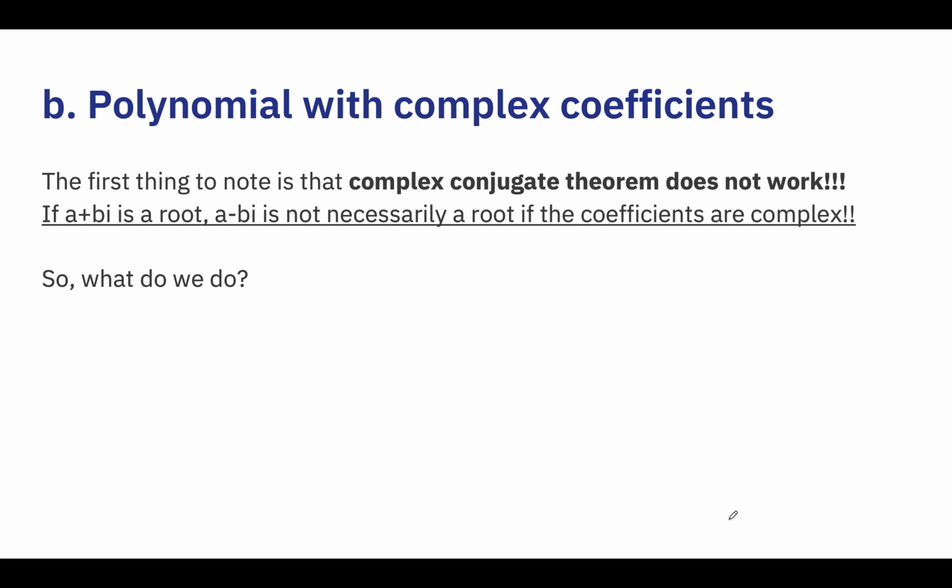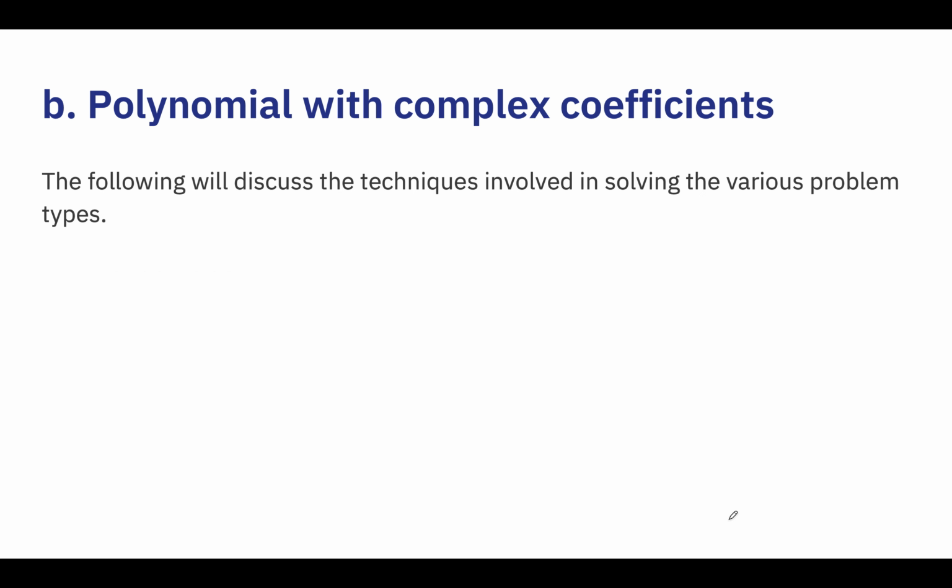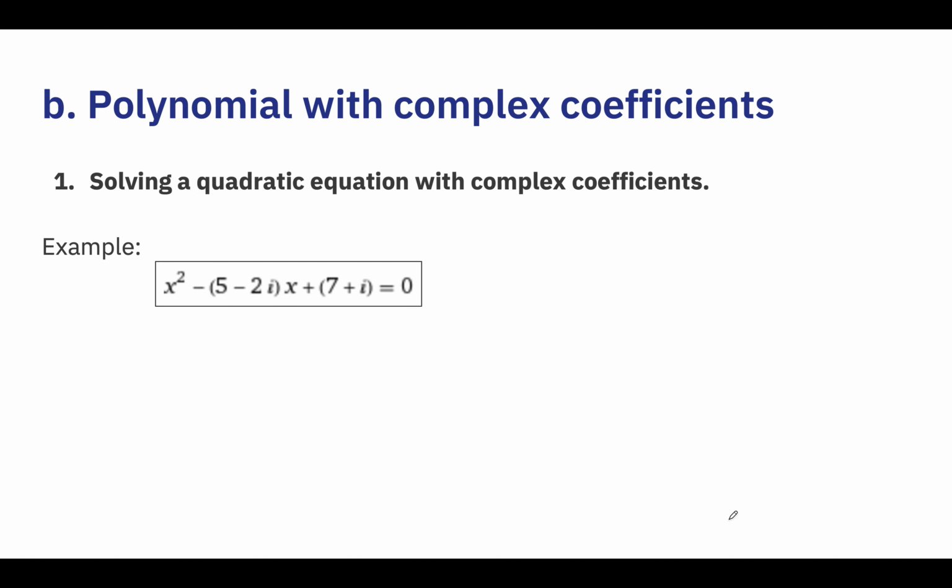Okay, it is really important to note that the complex conjugate theorem does not work when our polynomial doesn't have all real coefficients, and instead has some complex coefficients. Right, so what this means is if a plus bi is a root, a minus bi isn't necessarily a root if the coefficients are complex. Right, so we're going to discuss the techniques involved in solving the various problem types.